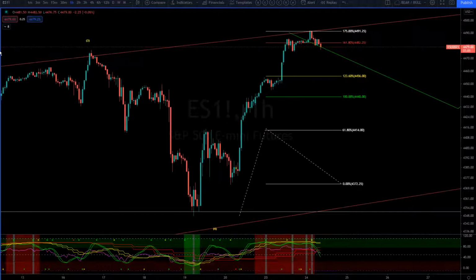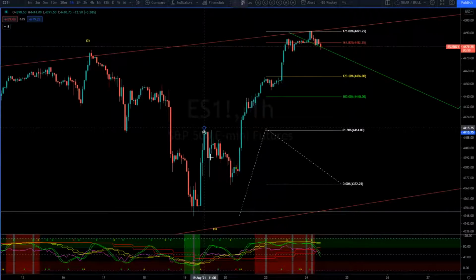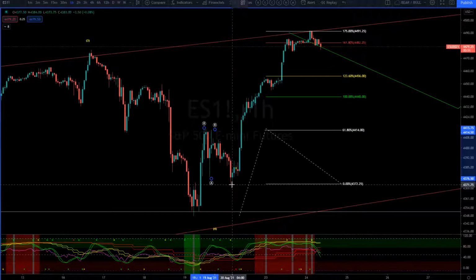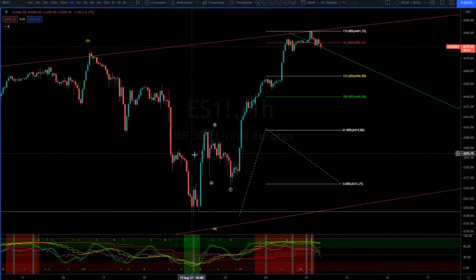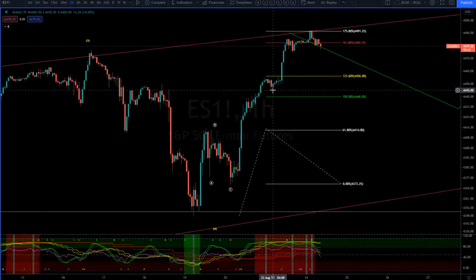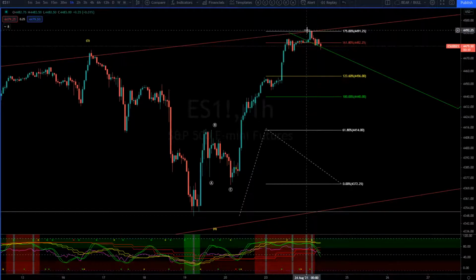You can see pretty clearly, this is on the hourly, we've got a nice little A, B, C here, a nice little correction. We can dig in here and get 5 waves up, 3 waves down. And then we've got a little 1, 2, 3, 4, 5, and we hit our algo target perfectly.